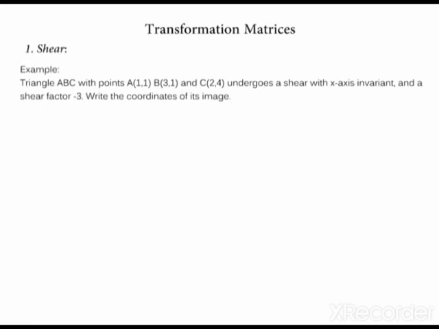If you don't have the transformation matrix for this shear, you simply draw a unit square and subject I and j to the transformation. It will give you the matrix. In this case, the matrix will be 1, s, 0, 1. S in our case is -3, and so the matrix is 1, -3, 0, 1. We multiply each point on the triangle with this matrix.